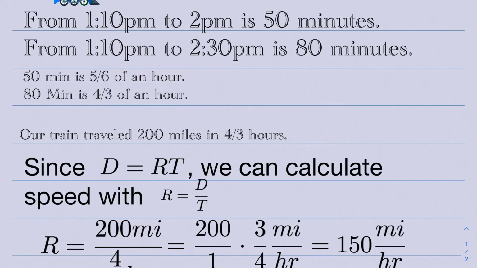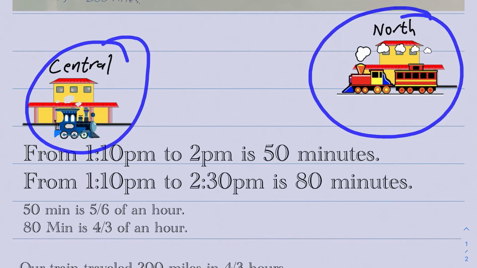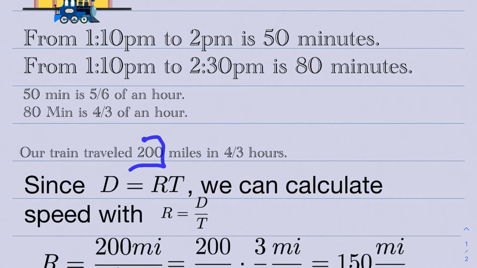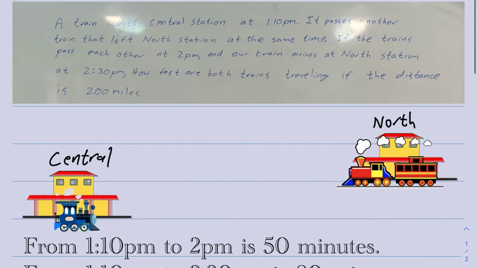Now, by dividing those by 60 minutes in an hour, we find that these simplify. 50 over 60 simplifies to 5/6 of an hour. 80 over 60 simplifies to 4/3 of an hour. It's a little over an hour, or 1 1/3 if you wanted to put it as a mixed number. But the improper fraction will do better for us in this case. Now, we know our train traveled 200 miles between the two stations, and it took 80 minutes, which is 4/3 of an hour. So that's the time our train took to go from Central to North Station. And we know the distance between the two stations was 200 miles because it said so here.